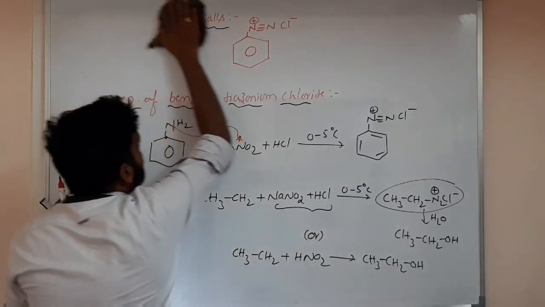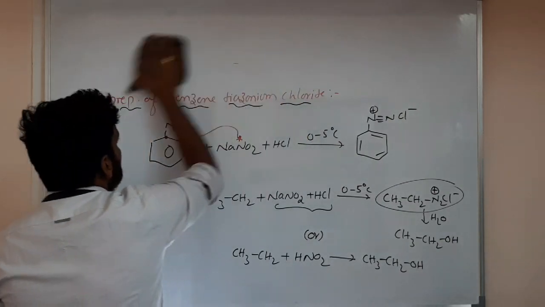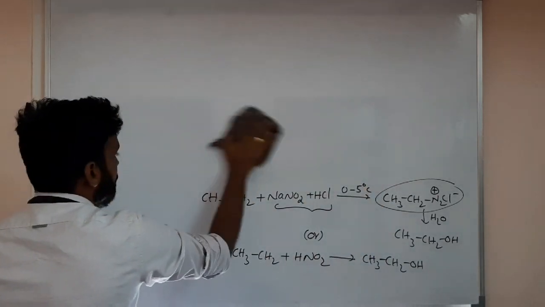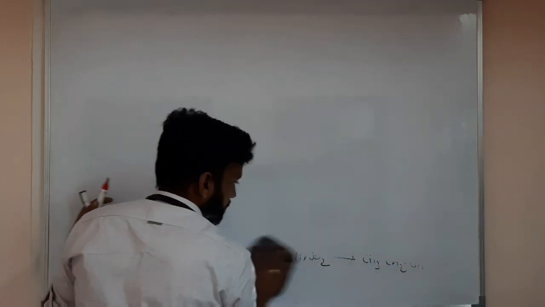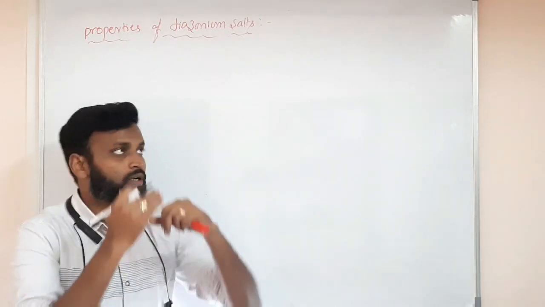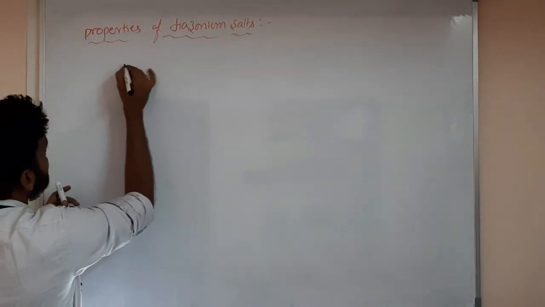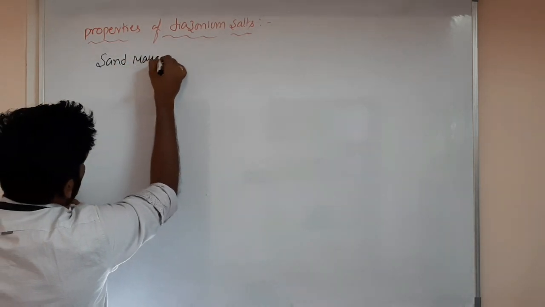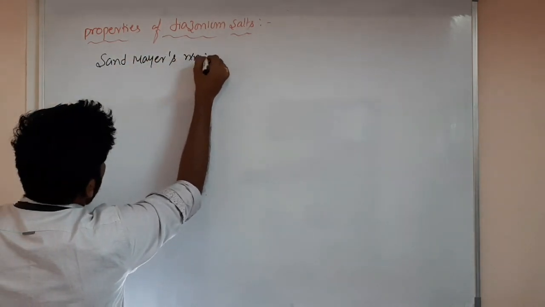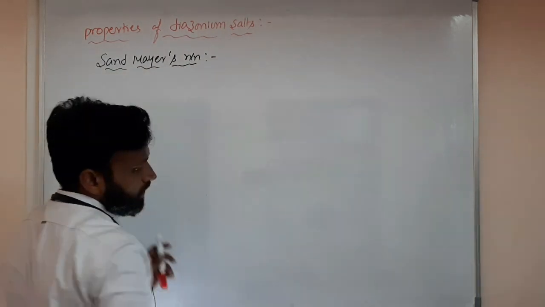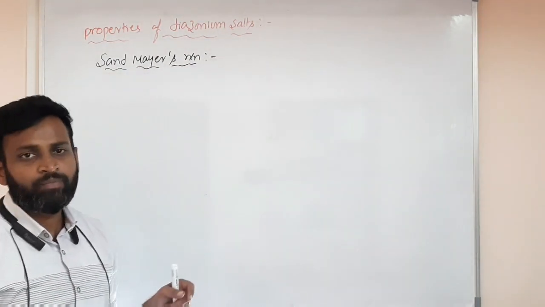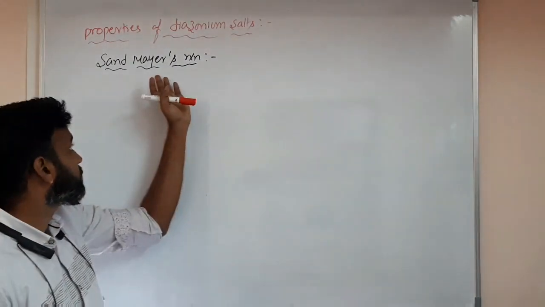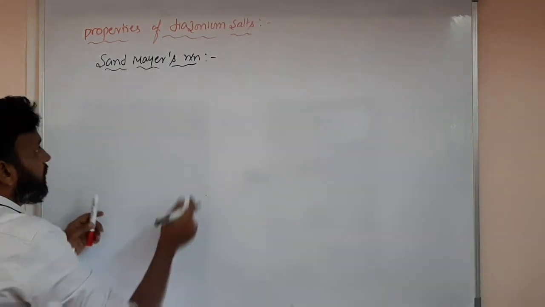Okay sir. Next we will discuss some properties of benzene diazonium chloride. Properties of diazonium salts: you know the most important reactions, the Sandmeyer reaction and the Gattermann reaction. I said you know it already because haloalkanes and haloarenes preparation was given using the Sandmeyer reaction.